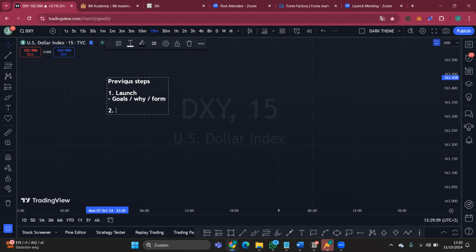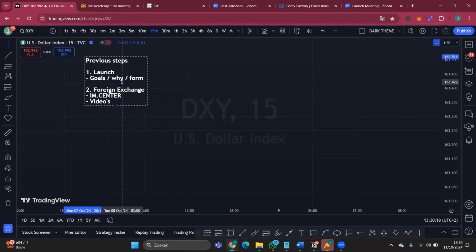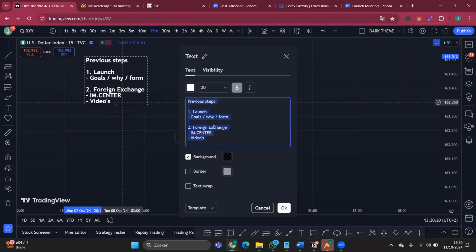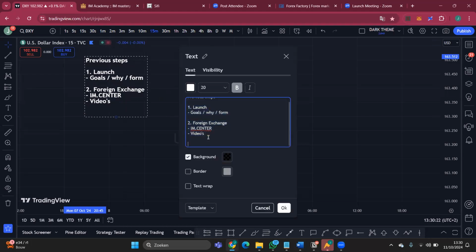Now, then of course we have the second step, which is the foreign exchange page, also on the community website. It refers to im.center. You want to watch the basics on the im center page, and of course you want to watch all the other videos on that page on the community website as well, because those videos will give you more insights on some important aspects that you need to know of. Then, of course, you have the strategy, and that's the step where we are now.